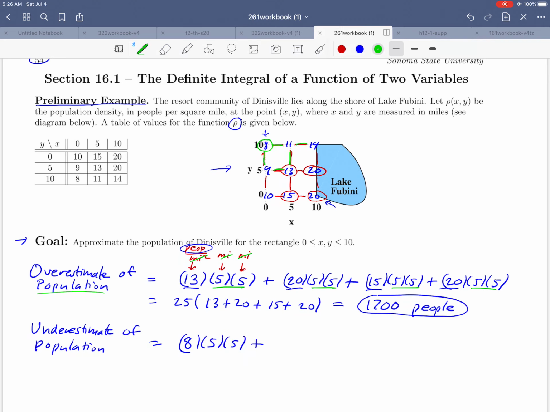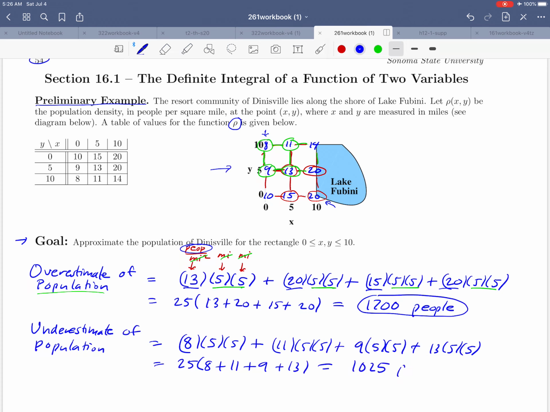Okay, then we'd move on to the one just to the right of it. Smallest population density is in the upper left-hand corner, 11. So we'll take that 11, multiply by the area, and so on. Okay, and the last two minimum population densities would be the 9 and the 13. We're going to multiply those by their areas. Okay, do the same thing that we did before, factor out the 25. Okay, and if you do the arithmetic this time, you come up with 1,025 people.